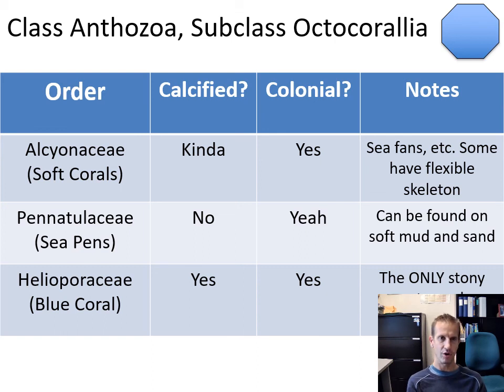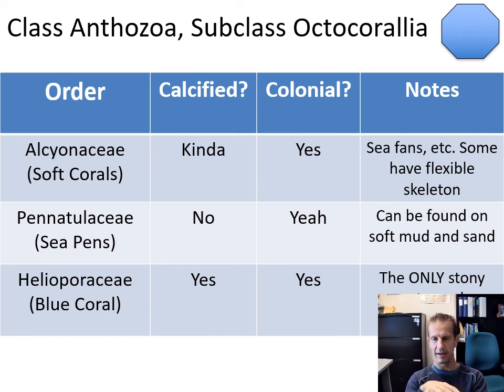This other order within the class Anthozoa is the sea pens. And they're really not coral-like at all, except that they are a colonial Cnidarian. Instead of attaching to hard substrates, they have a stalk that lets them attach to mud and sand. And then they've got this feathery plume that comes up.